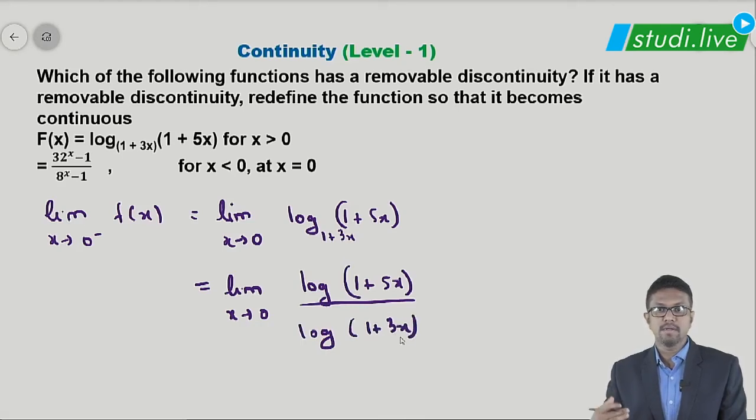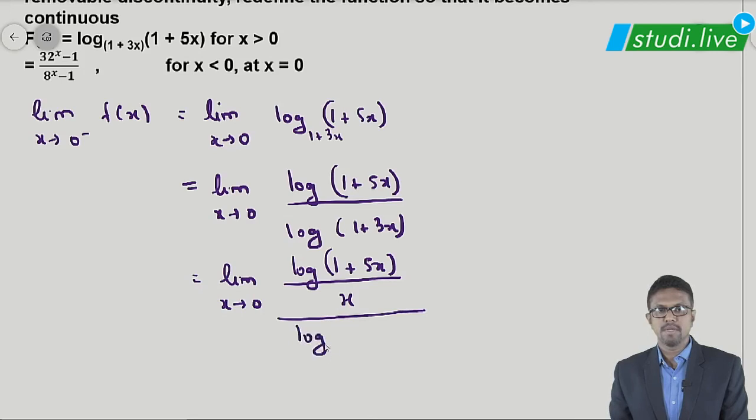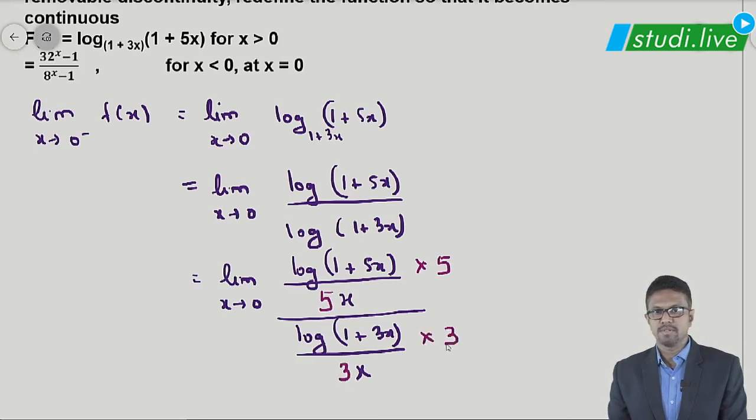Now let us divide the terms, both numerator and denominator, by x. So this is limit x tends to 0, log of 1 plus 5x upon x, and this is log of 1 plus 3x upon x, right. So let us adjust the values a little. So this is 1 plus 5x upon x. So I can multiply and divide by 5. So this completes the formula. I can multiply and divide by 3. So this also completes the formula. So this entire term becomes 1.